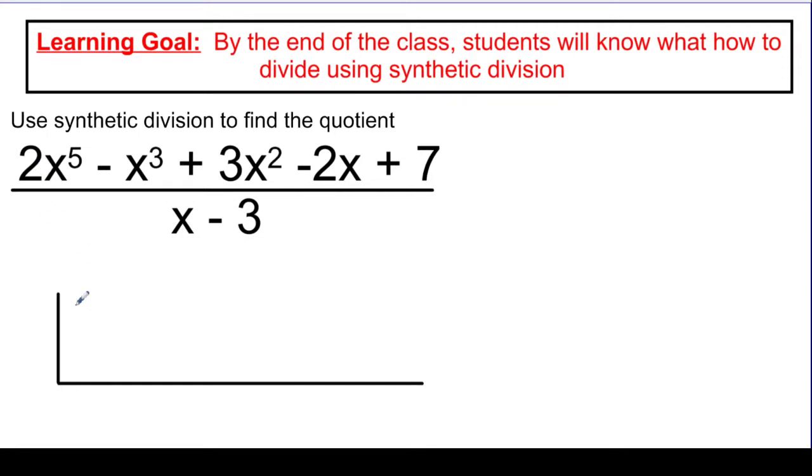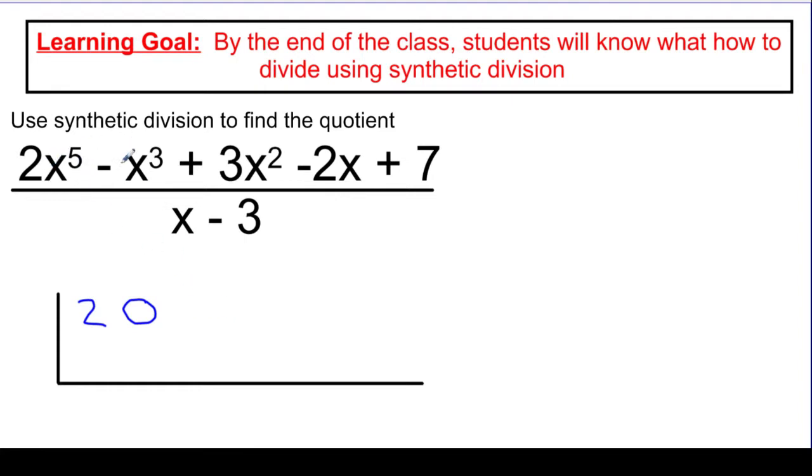So x to the fifth, I'm going to write down the 2. And if you notice, what's missing is I don't have an x to the fourth. I go 5, missing 4, 3, 2, 1, 0. But I still need to represent that x to the fourth in my problem. So I'm going to say, well, the coefficient to make me not see x to the fourth would be a 0. So any terms that are missing in the numerator, as I'm writing out all of the coefficients, I need to put a 0 to represent those.